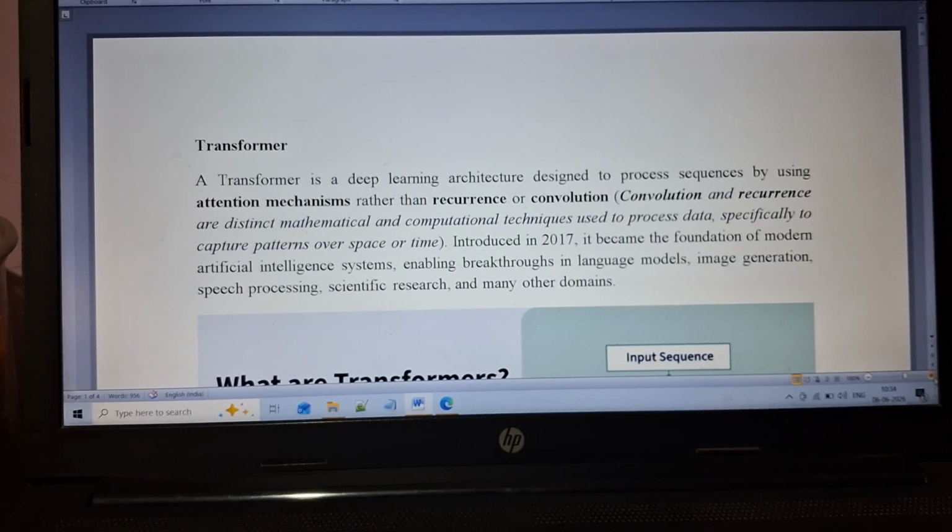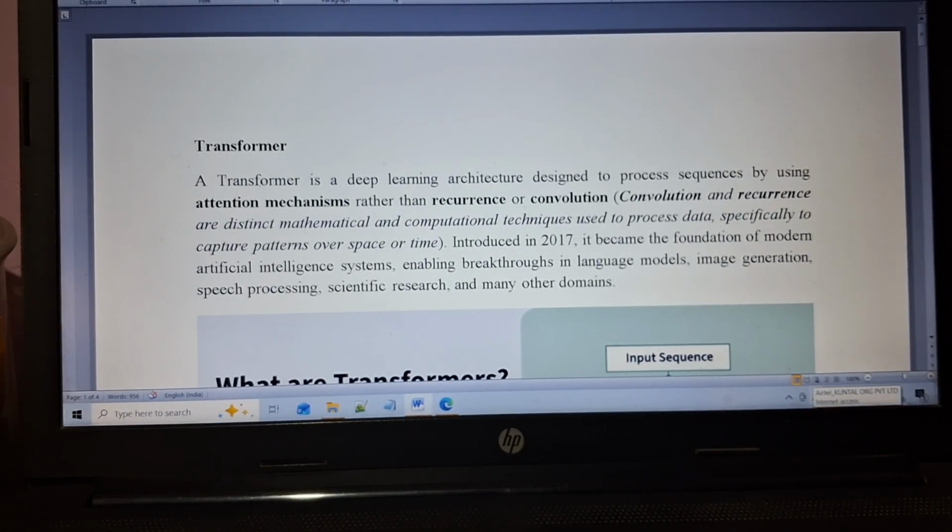Hello friends, today's topic is the transformer, which plays a very active role in deep learning and machine learning. It is a very important topic. Today's subject is related to AI and deep learning.